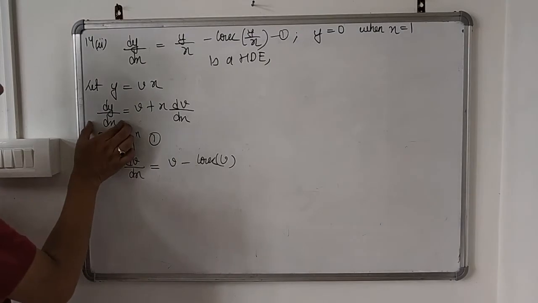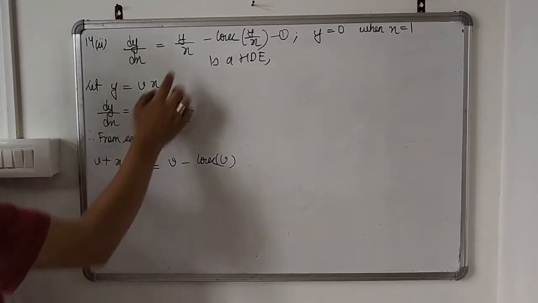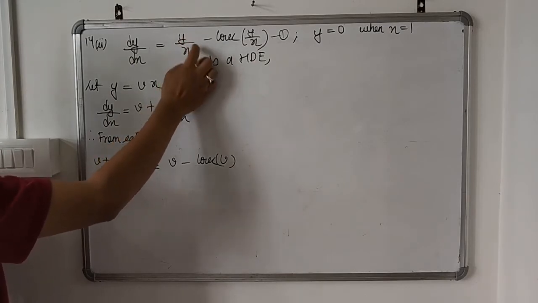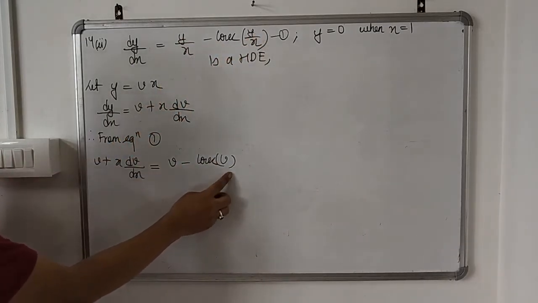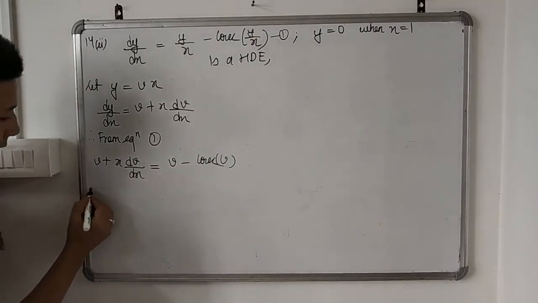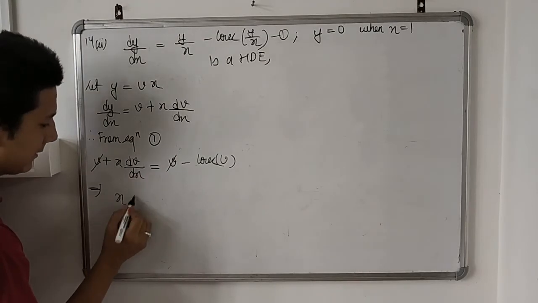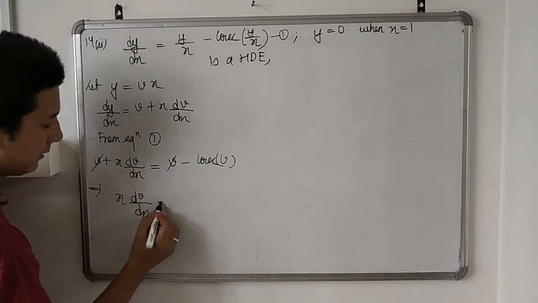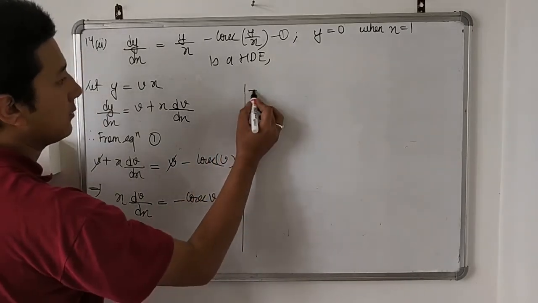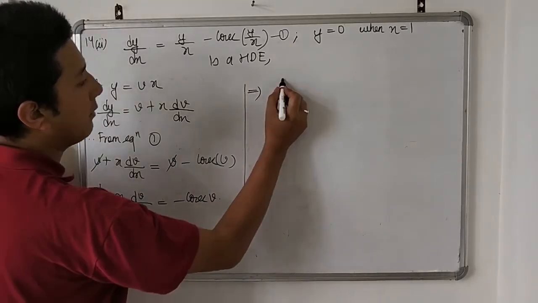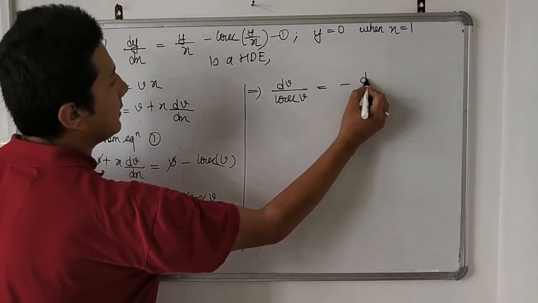So please put this value directly in equation number 1 left hand side, which is this. On the right hand side, y is equal to vx, x cancels out, v minus x gone, so log cosec v. Okay, so now we can see here plus v and plus v gets cancelled out on both the sides. So x dv by dx is equal to minus cosec v, right? So therefore, if I cross multiply, I'll be getting dv by cosec v is equal to minus dx by x.